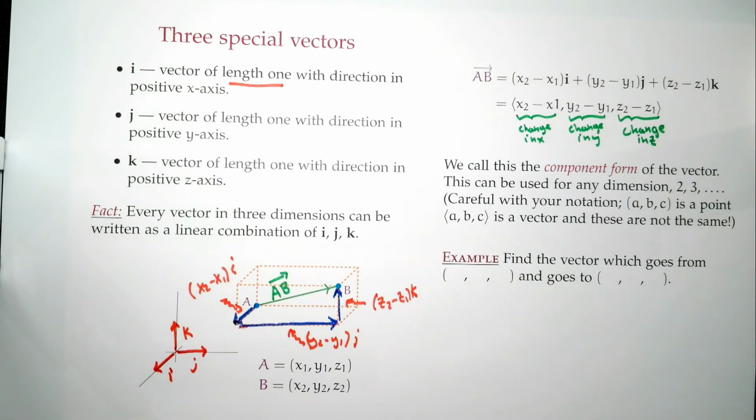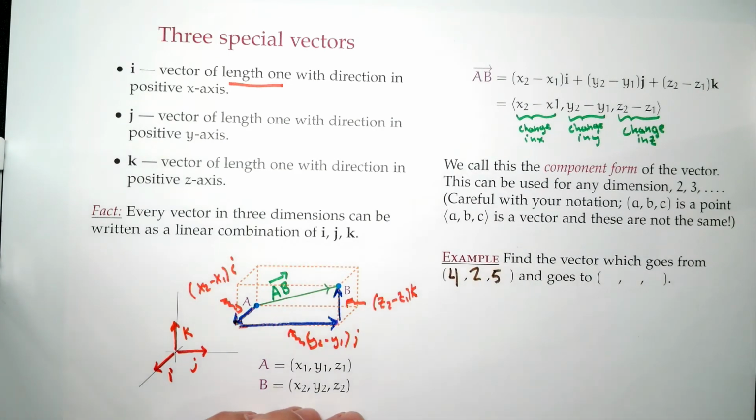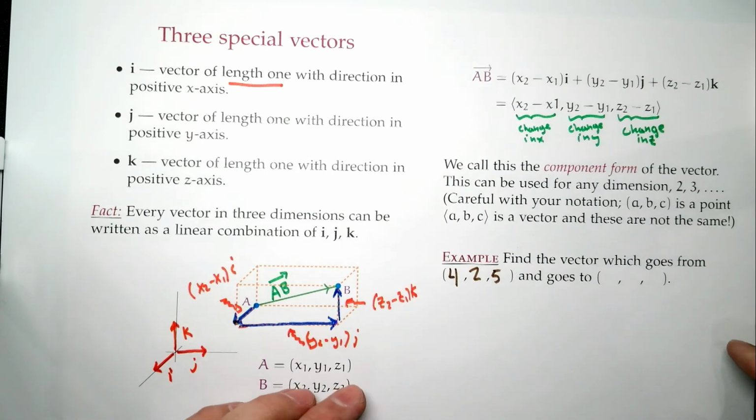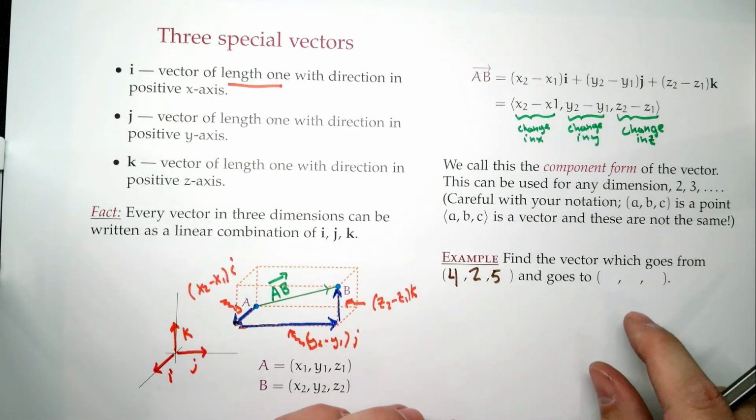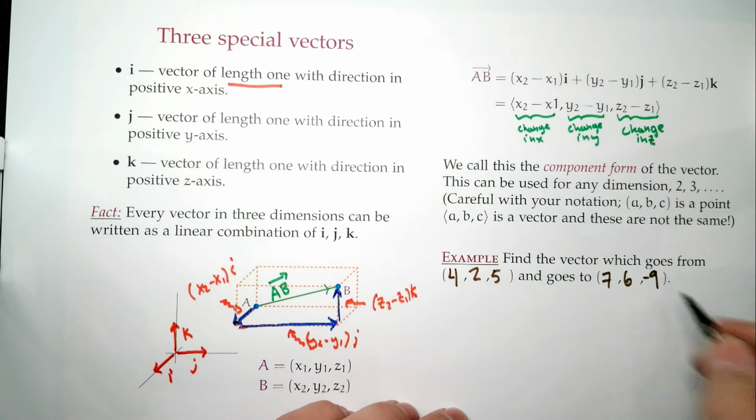All right, time for an example. Find the vector which goes from some point to some point. I haven't filled the points in, so you get to pick the points. All right, what should our first point be? 4, 2, 5. 420 is my office number. Great place if you're looking for me. Okay, and goes to where? 7, 6, -9. All right, got to get some negatives in there. Look, I know we're optimistic people, but we got to recognize that some people look at the world negatively.